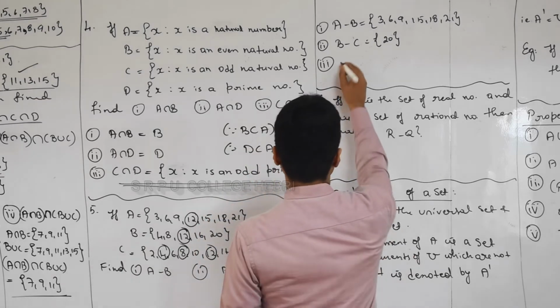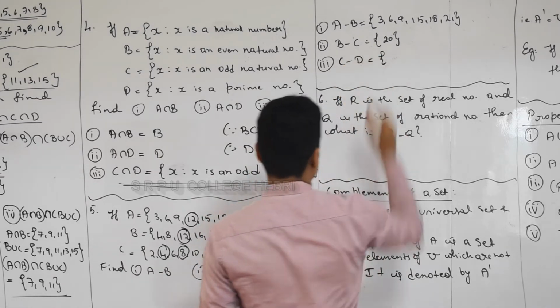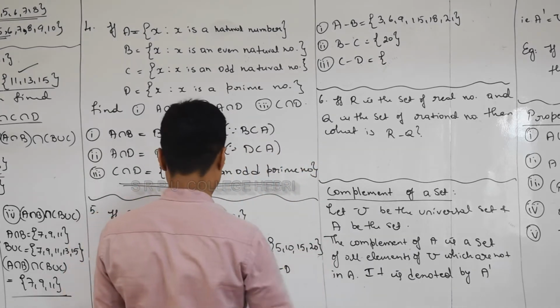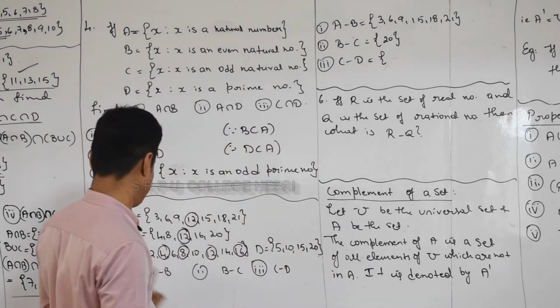Okay. Next, C minus D. Remove D, that is 5, 10, 15, 20, from C.